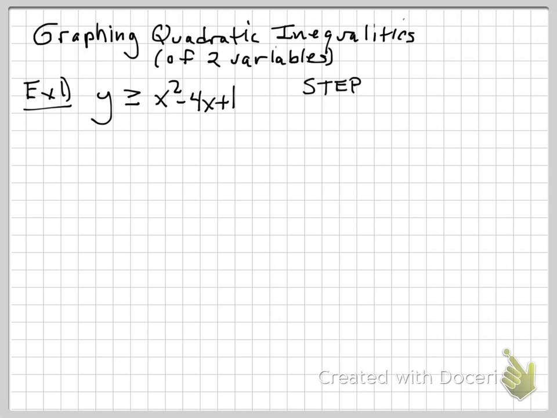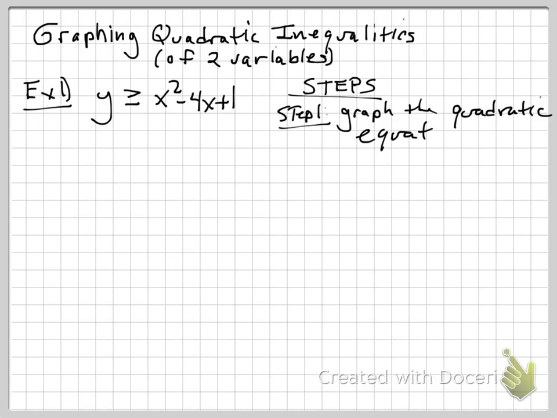Step 1. Let's make sure that we graph the quadratic equation. So similar to how we did this for linear inequalities, we're going to first pretend that we have an equation, y equals x squared minus 4x plus 1, and I'm going to graph just that relationship when y is equal to x squared minus 4x plus 1.